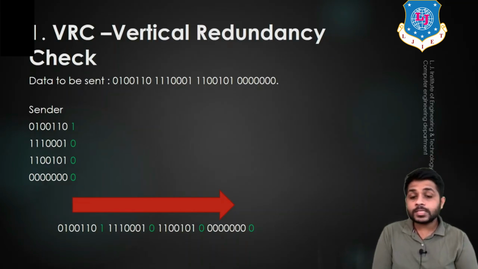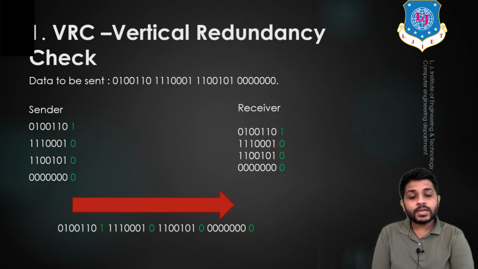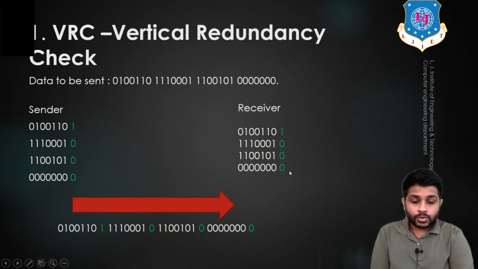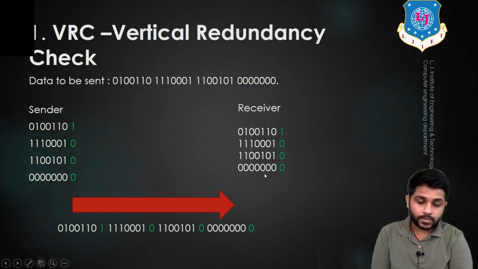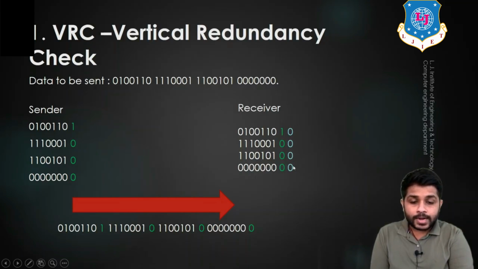Now the receiver will follow the same procedure. The receiver will divide the data, and after dividing, the receiver will add an extra bit to each and every block. So the receiver will again check the number of ones. In the first block you can see that the total number of ones is already even, so the receiver will add 0. In the second block again even, in the third again even, and in the fourth again even. So you can see that at the receiver side every added bit has 0 value. Every bit that we have added is a 0 bit.